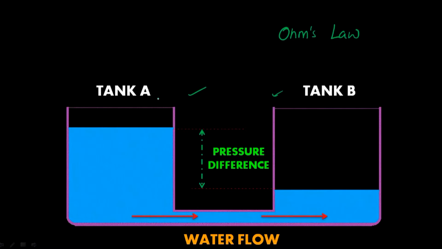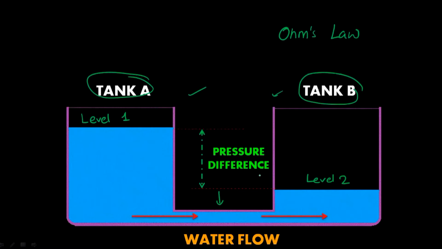Here you can see that there is a tank A and a tank B which are connected using a pipe. Let us call the level of tank A level 1 and the level of tank B level 2. So you can see that the level of tank A is higher than the level of tank B. So it is clear that the water will flow from tank A to tank B through this pipe since there is a pressure difference. I have shown there is a pressure difference between the two tanks. This pressure difference is created because of the level difference.